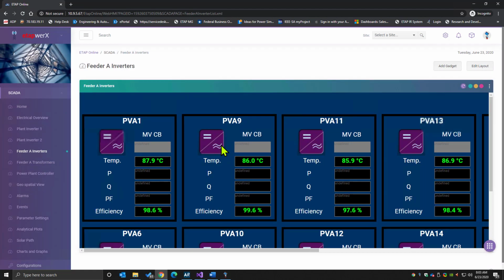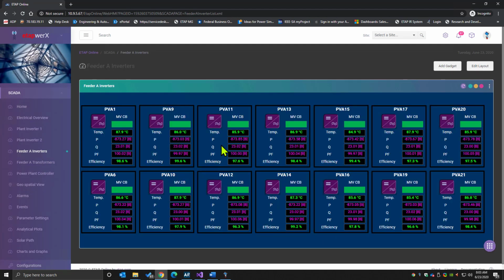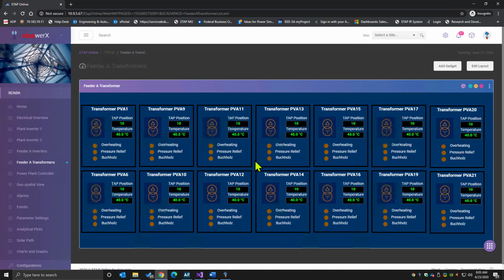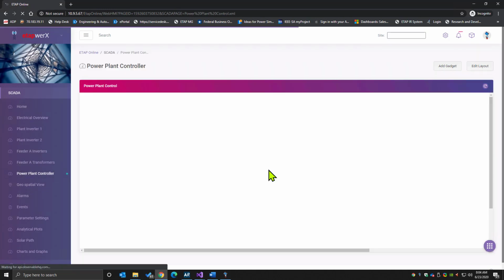You can also see the aggregated inverters at the feeder level. So we are essentially looking at feeder A from our example. And that includes PV array A 1 through 21. And you can also see the feeder transformers at an aggregated level. So these are essentially the step-up transformers of the PV array inverters that are going into the collection system. So that includes the transformer temperature, tap position, as well as the alarming and the relays that are alarming this particular transformer.